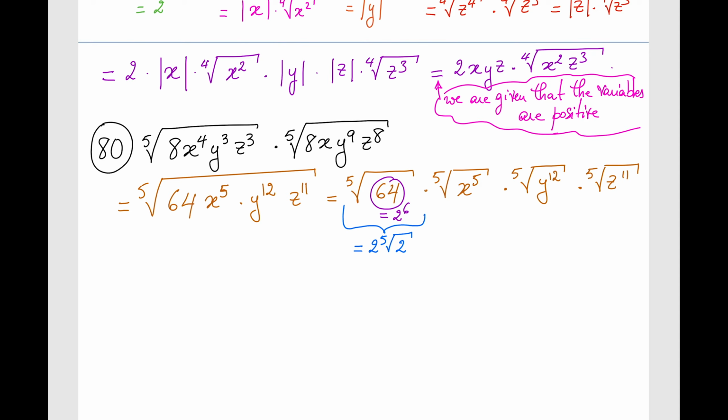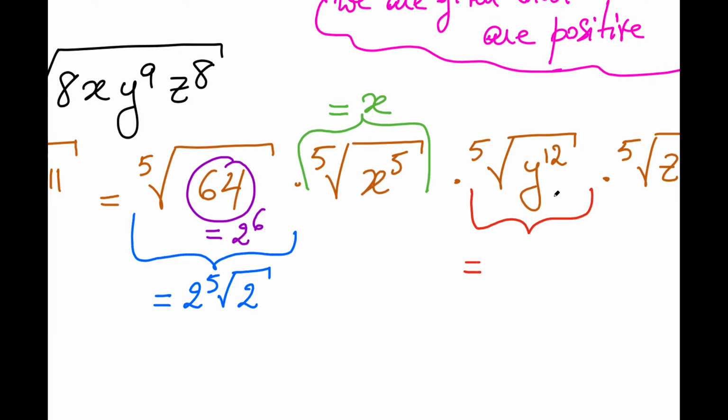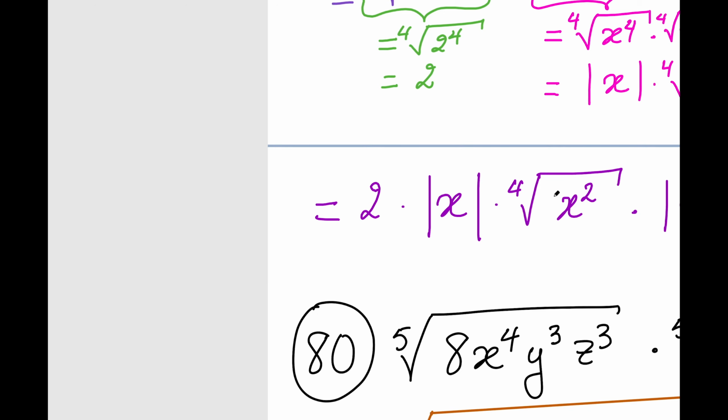The second term, this is the nth root of a^n, where n is odd. They cancel each other in a clean way, so you get x. How about this? Well, what's the largest multiple of 5 in 12? It's 10.